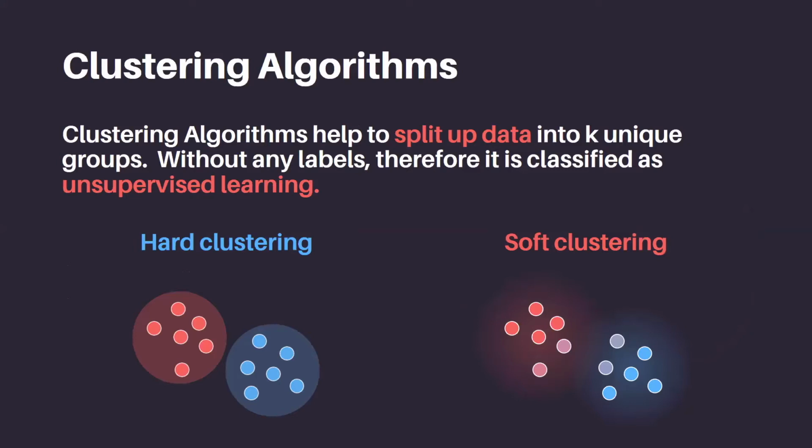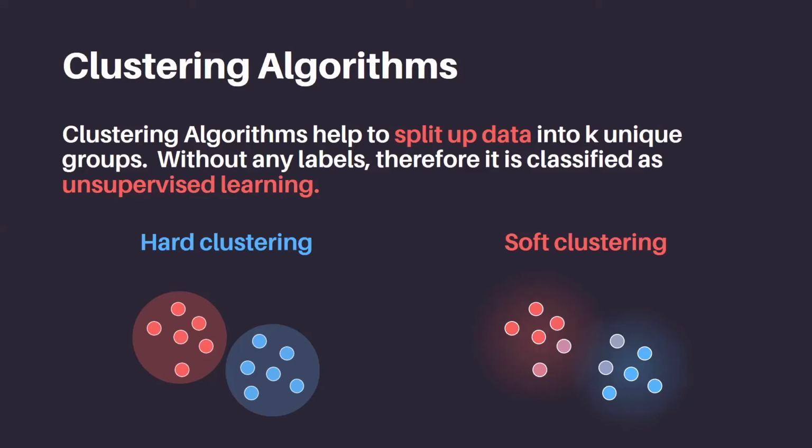So what are clustering algorithms? Clustering algorithms help us split up data into k unique groups without labels. Therefore, it's classified as unsupervised learning because the data doesn't have any labels. There are two main types of clustering. There's hard clustering and soft clustering. Hopefully you can get a rough idea of what does what.